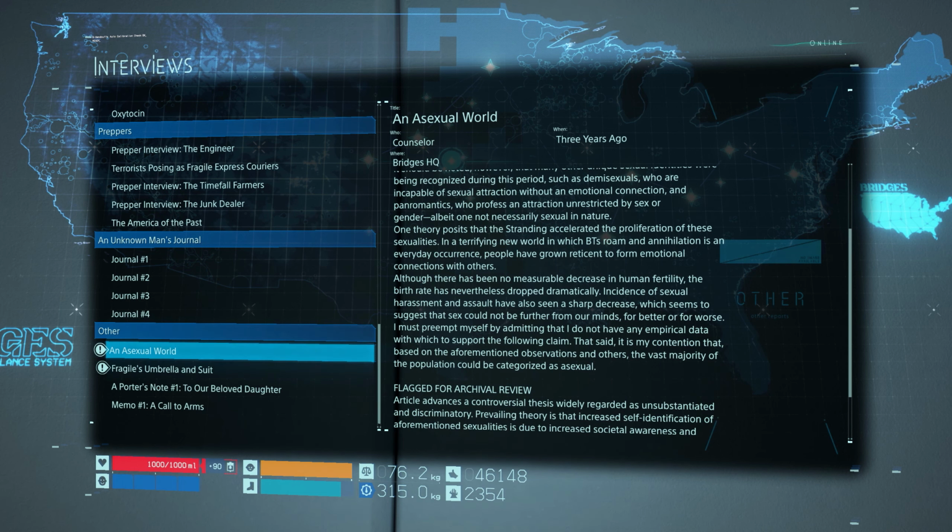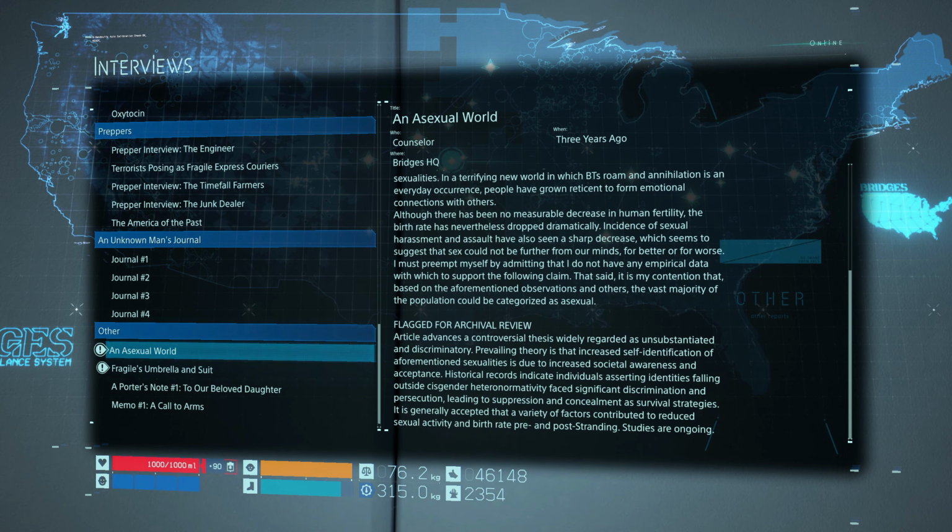One theory posits that the Stranding accelerated the proliferation of these sexualities. In a terrifying new world in which BTs roam and annihilation is an everyday occurrence, people have grown reticent to form an emotional connection to others. Although there has been no measurable decrease in human fertility, the birth rate has nevertheless dropped dramatically. Incidents of sexual harassment and assault have also seen a sharp decrease, which seems to suggest that sex could not be further from our minds, for better or worse.